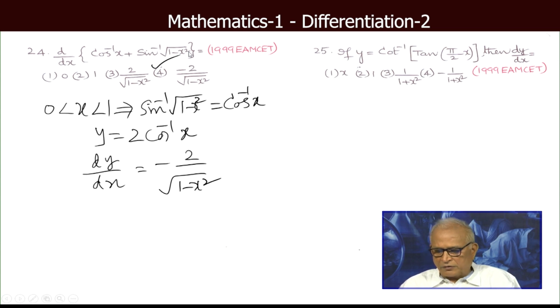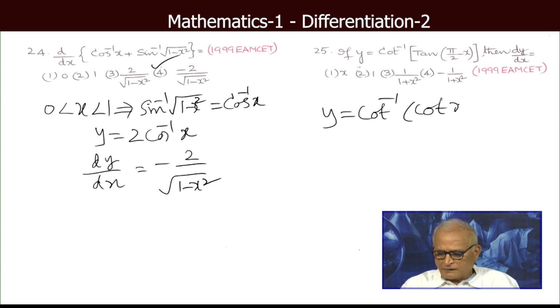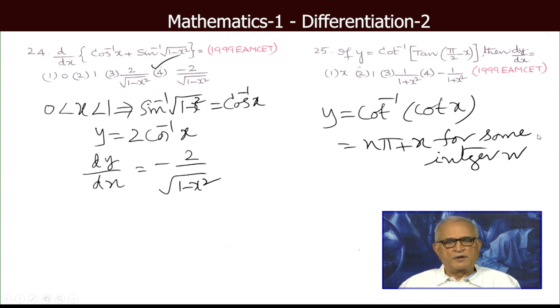Next, y equal to arc tan pi by 2 minus x. Simple question, 99 paper EAPCET. Tan pi by 2 minus x is cotangent x. So, arc cotangent x, that is equal to n pi plus x for some suitable integer n. So, therefore, dy dx is n pi being a constant, derivative of x is 1. So, that is the answer.